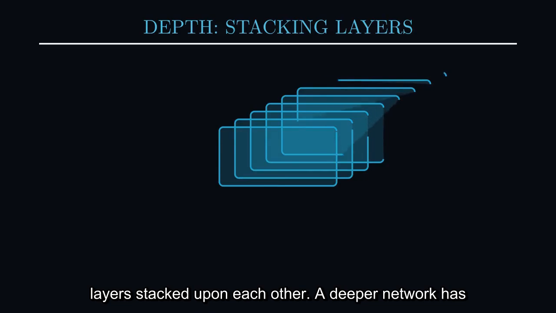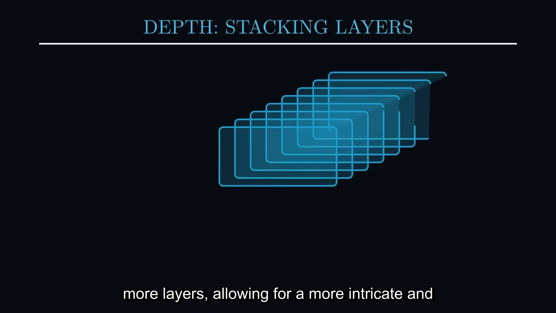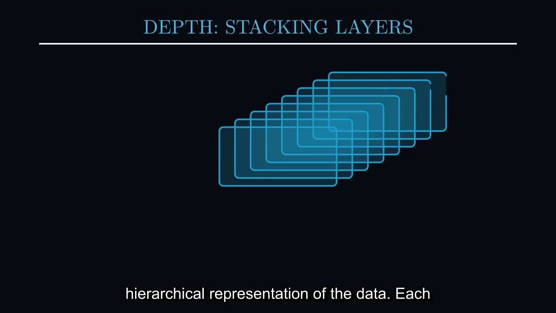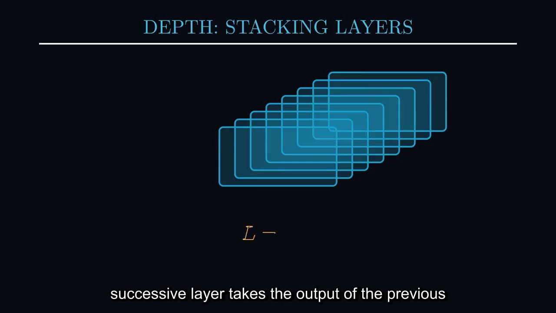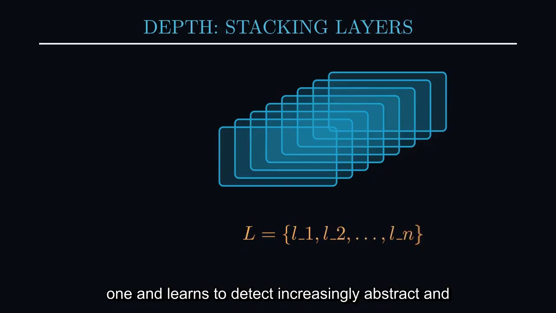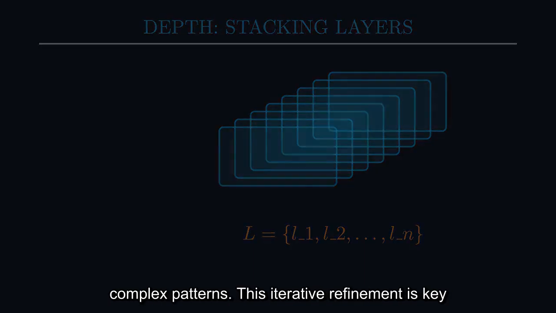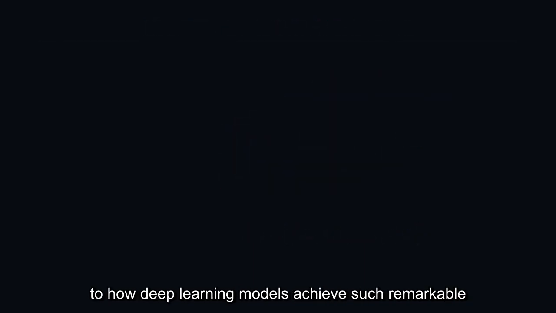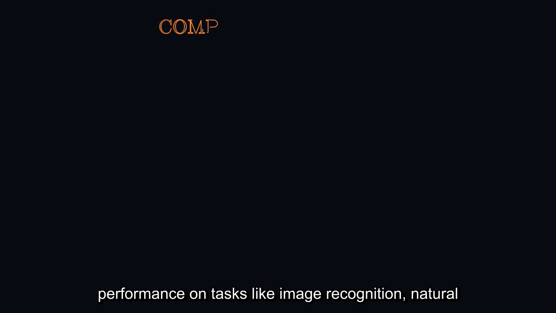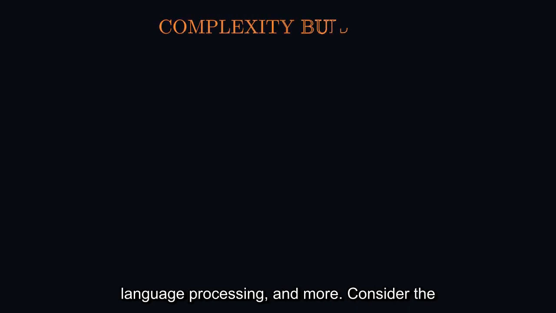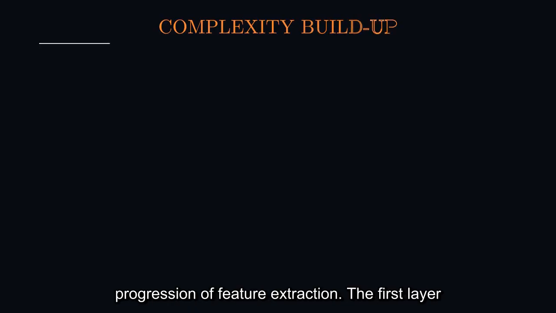A deeper network has more layers, allowing for a more intricate and hierarchical representation of the data. Each successive layer takes the output of the previous one and learns to detect increasingly abstract and complex patterns. This iterative refinement is key to how deep learning models achieve such remarkable performance on tasks like image recognition, natural language processing, and more. Consider the progression of feature extraction.